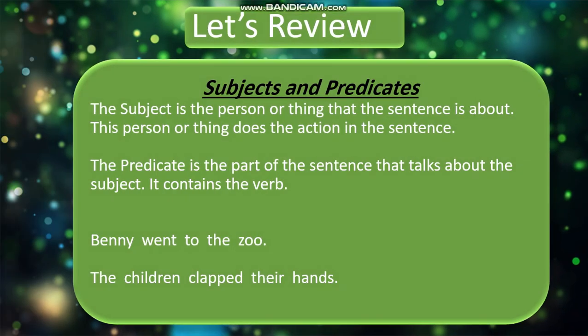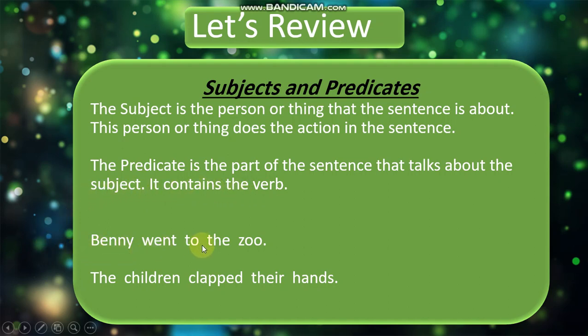What are subjects and predicates? They are parts of the sentence. This is how we divide the sentence. There is a subject and there is a predicate part. So what is the subject? It is the person or thing that the sentence is about. This person or thing does the action in the sentence. It's the doer of the action. And then the rest of the sentence is the predicate. The predicate is the part of the sentence that talks about the subject. It contains the verb.